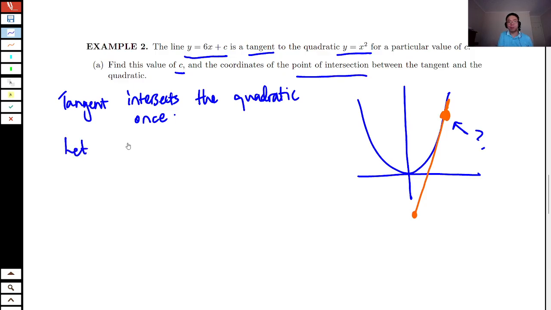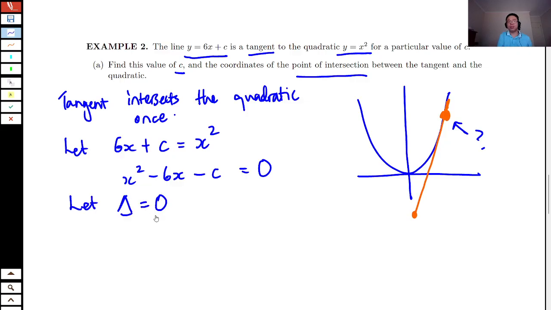So, first we're going to say, let 6x plus c equals x squared. That's an equation that defines the x value of the point of intersection. So, here is our equation. If I only want one intersection, we're going to say let the discriminant equal 0 for one intersection.